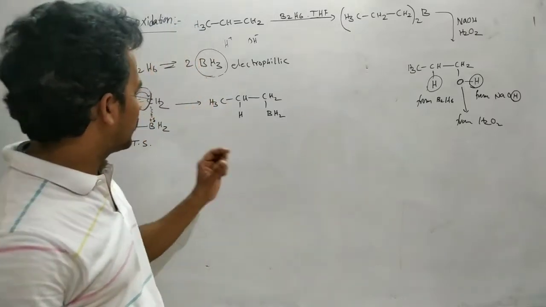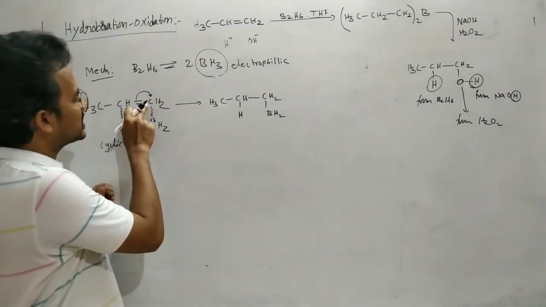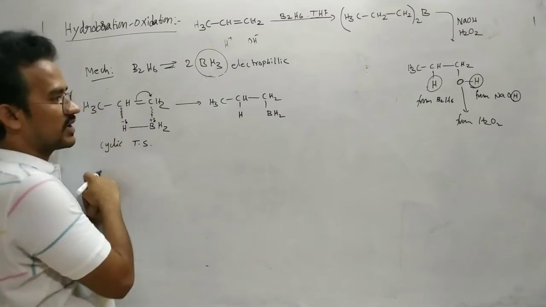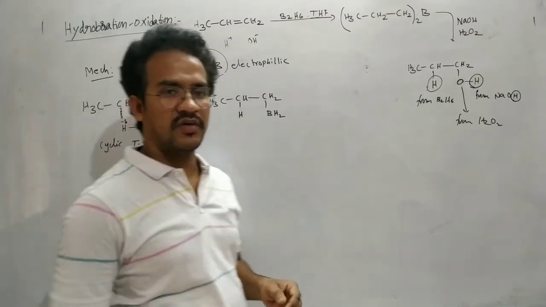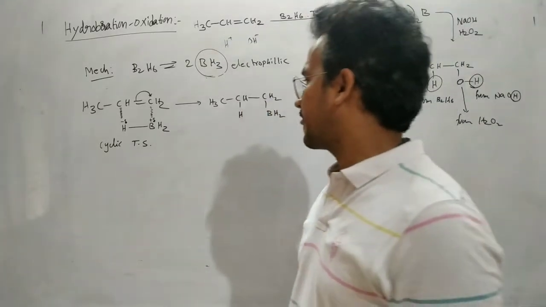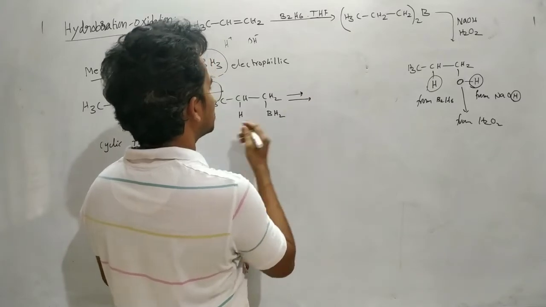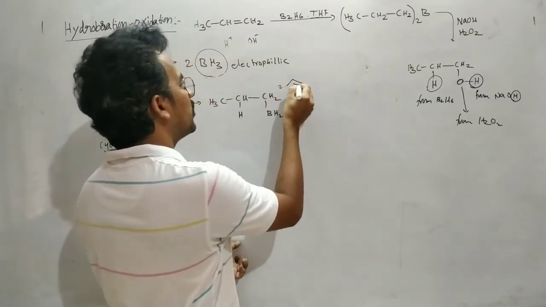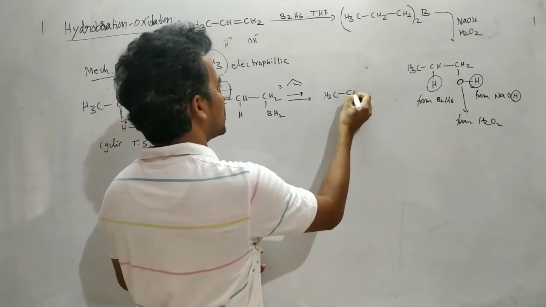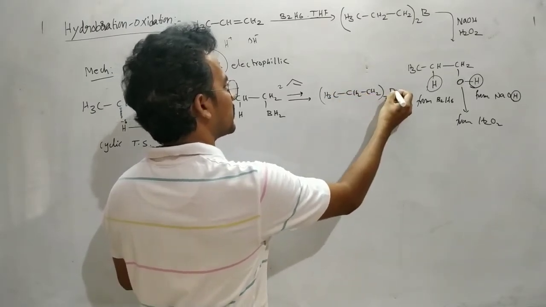For the borane molecule addition, the positive part is added to the carbon which has more hydrogens, and the negative part is added to the carbon which has fewer hydrogens. We can say it is a Markovnikov addition. So borane addition is a Markovnikov addition. Now in the next two steps, another 2 moles of propene are consumed. Finally you will get the trialkyl borane.